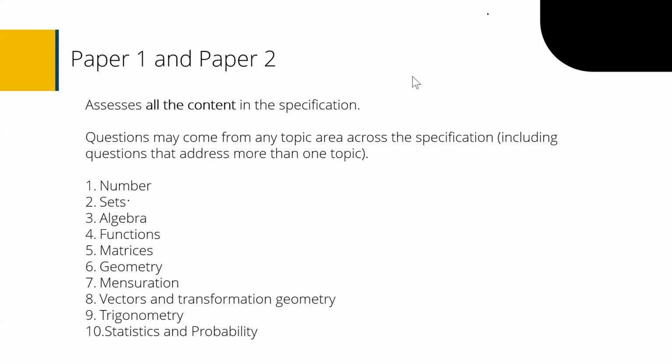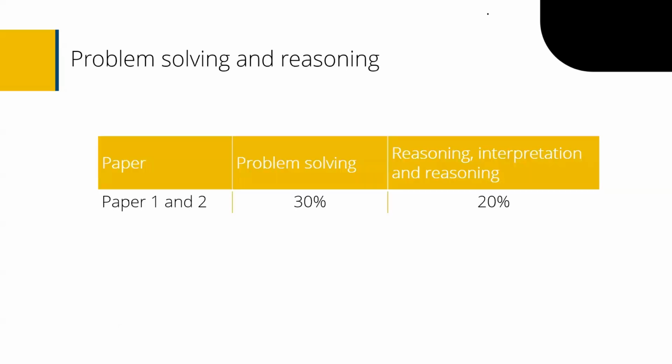And what we want to see now is, again, the weight of problem solving and reasoning compared to specification A, because that can also influence your decision about which specification you'd like to deliver. So paper 1 and paper 2 have about 30% of problem solving marks and 20% of reasoning and interpretation. And again, remember, there's only one tier here. So that, again, could influence what you decide for your students.